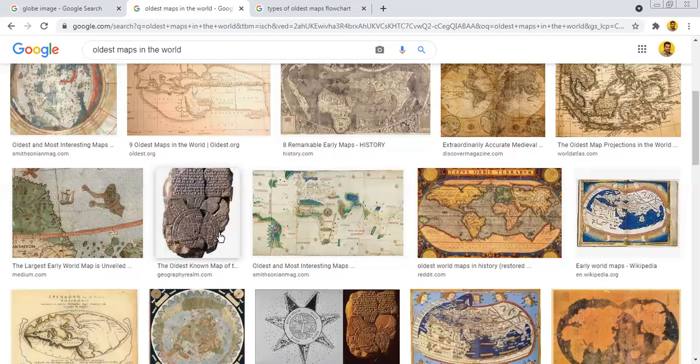Arranging places from east to west and north to south. Their ideas were also similar to the Babylonians. These people also thought that their country was in the middle, and that the total landmass was surrounded by water or river.